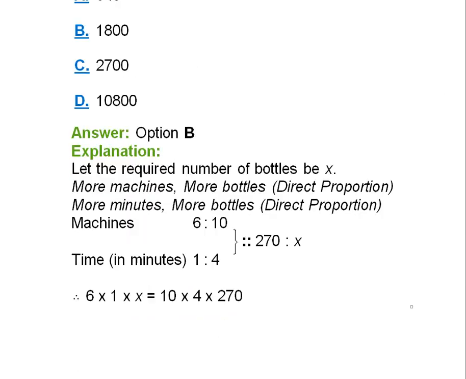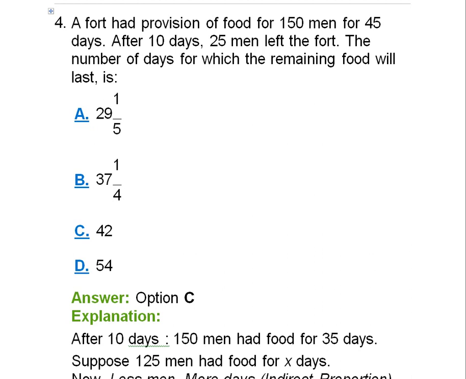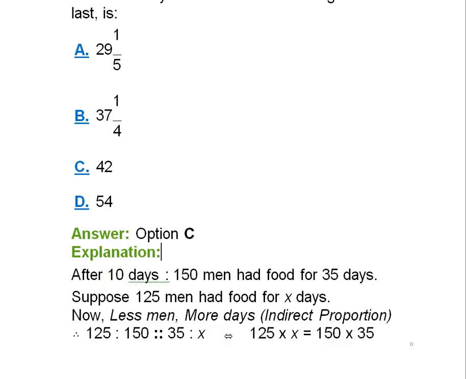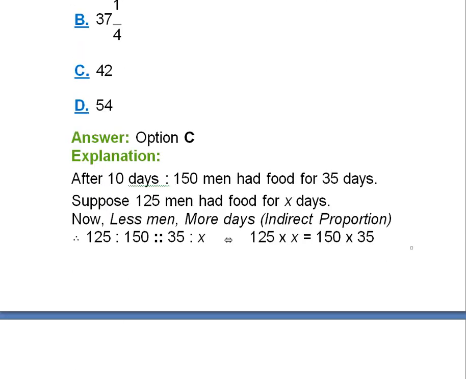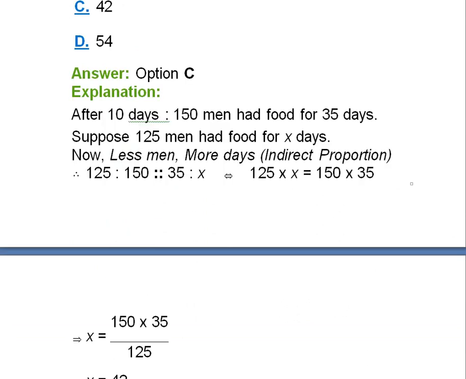A fort had provision of food for 150 men and for 45 days. After 10 days, 25 men left the fort. The number of days for which the remaining food lasts is? Okay, so after 10 days, 150 men had food for 35 days. Suppose 125 men had food for X days. Now less men, so more days, in direct proportion. So 125 ratio 150 ratio 35 ratio X. You can solve it as 125 into X equals 150 into 35. You can easily calculate X from here, which is 42, option C, your answer.